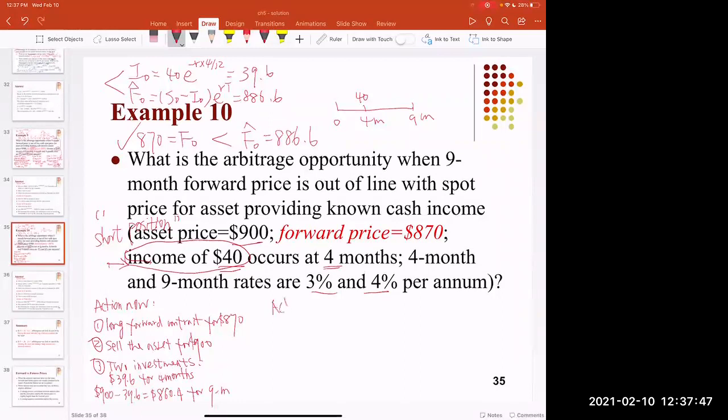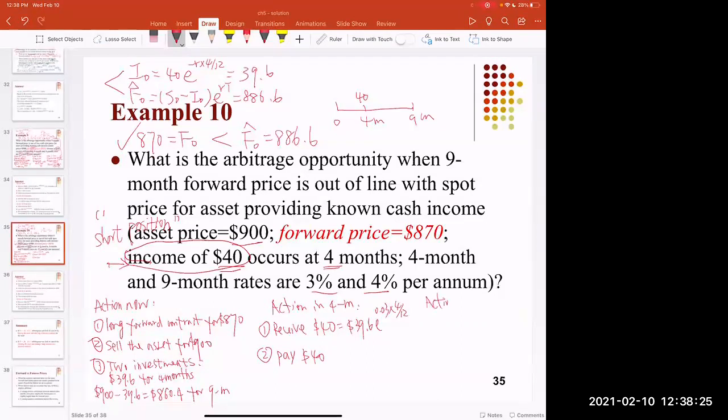And the action in 4 months. First, you receive income from short-term investment, right? You receive $40. How? 39.6 accumulates, you do continuous compounding, 0.03 times 4/12. You can see exactly $40. And you're gonna pay this amount, right? Because you take short position on the assets, you're gonna pay $40. You have a liability. So that's 4 months.